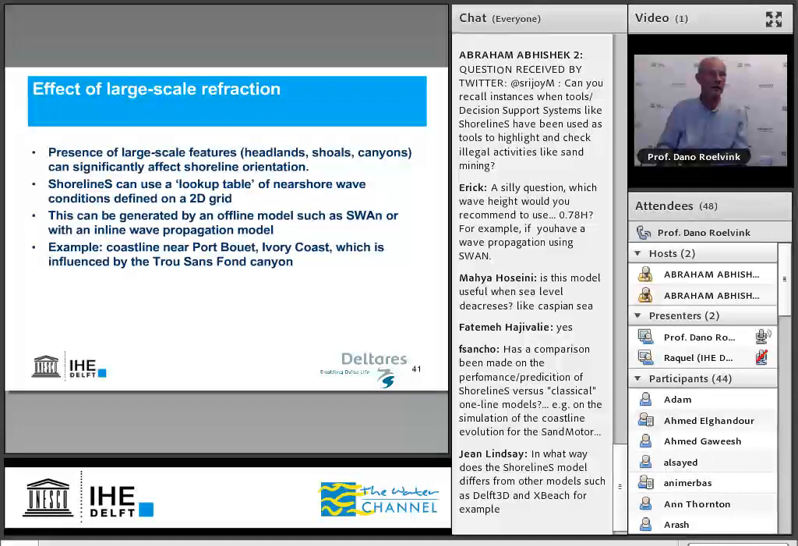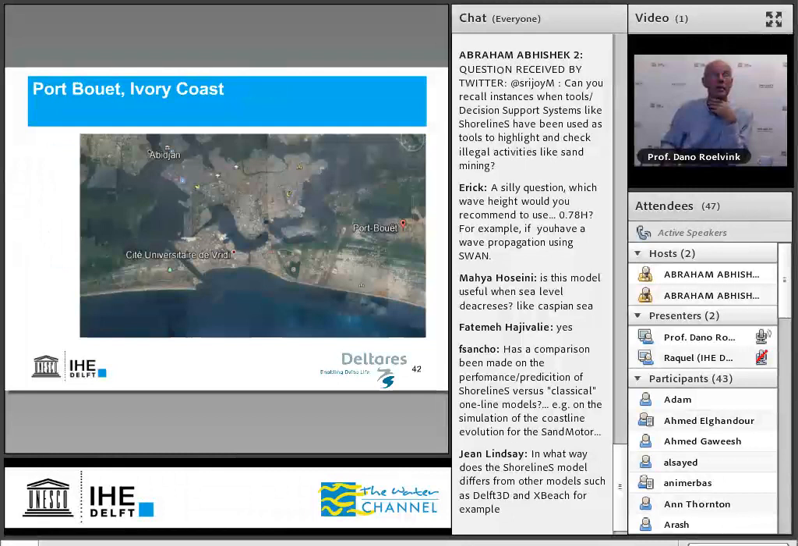If we have a lot of interesting topography in the large-scale depth, like a big canyon, then the waves can refract and they can lead to variations in the shoreline. I will have to go quickly. So this is the case of Port Bouet, where you see this coast orientation looks very weird. You have to find a reason why this is.